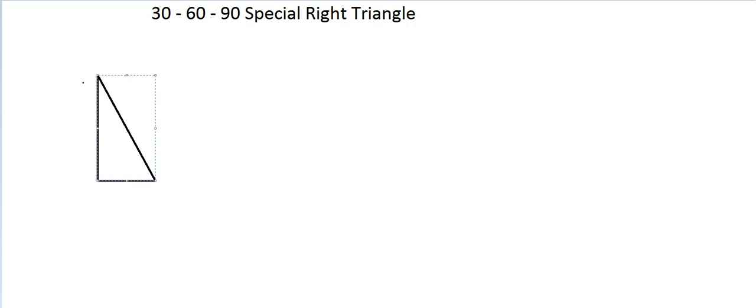Now, this triangle has the measure. This is 90. This is 30. While here, this is your 60.